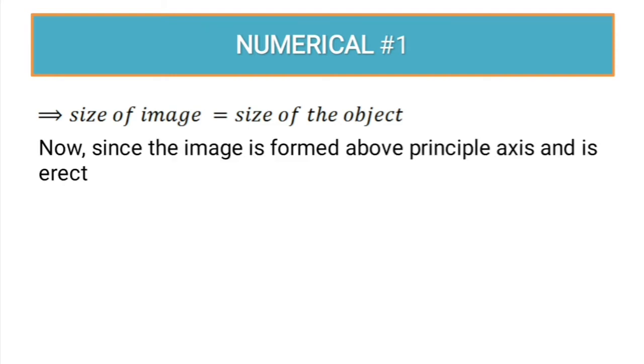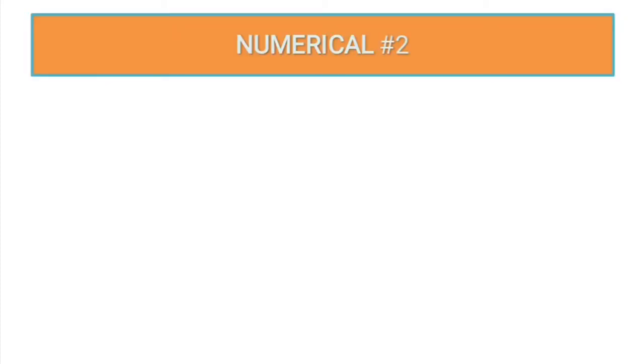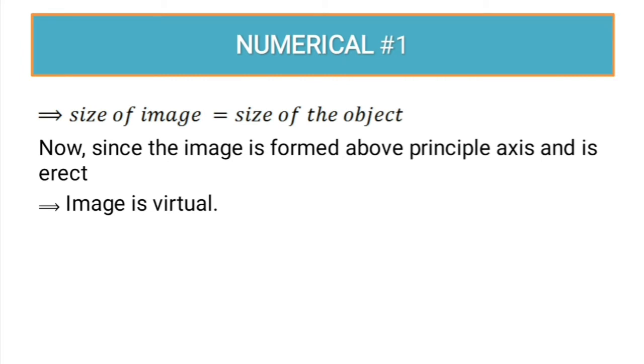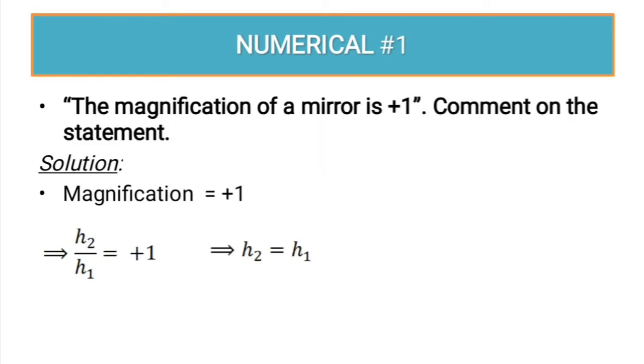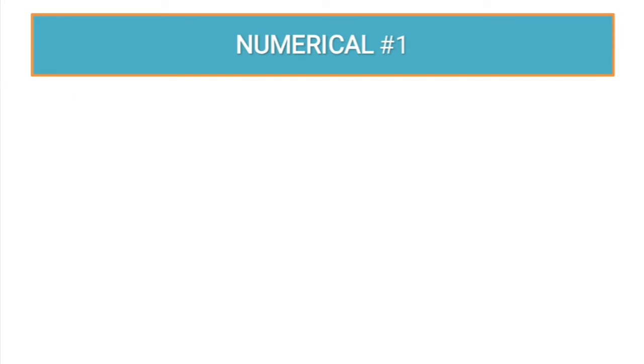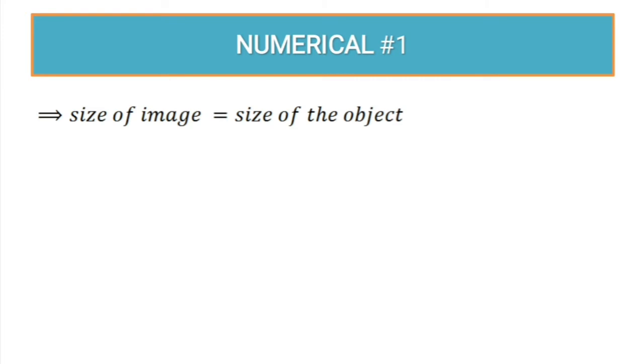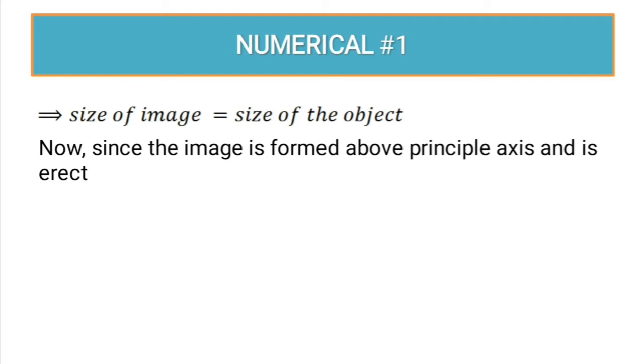Now since the image is formed above the principal axis, it is erect. Image should be virtual. So size of the image is equal to size of the object, and the next thing we can say is the image is virtual. So that is what we can comment on the statement which says magnification of a mirror is +1. You can interpret that size of the image is equal to size of the object, and since the image is formed above the principal axis and is erect, it should be virtual.